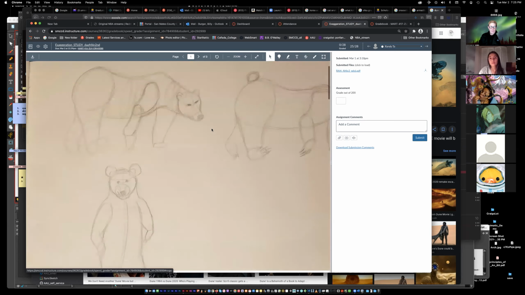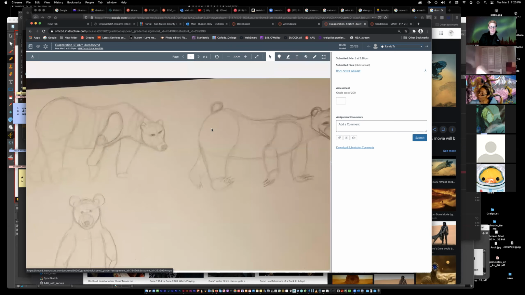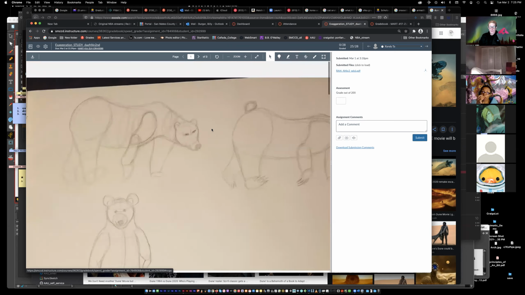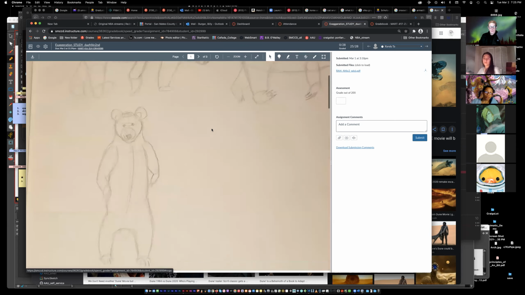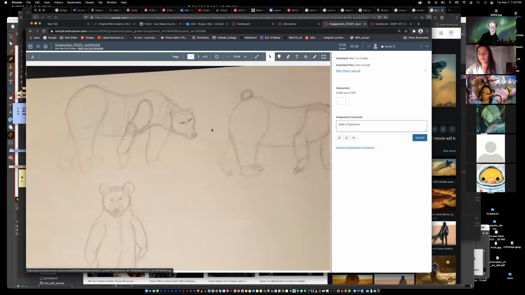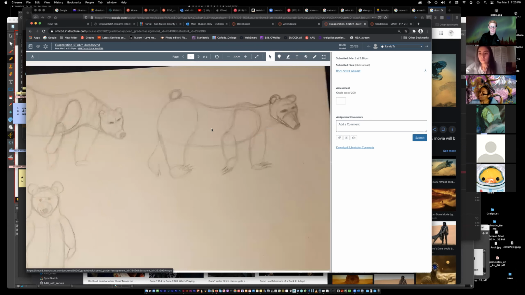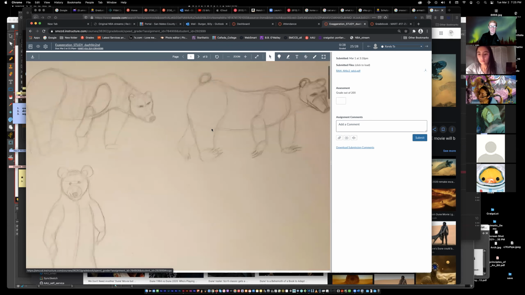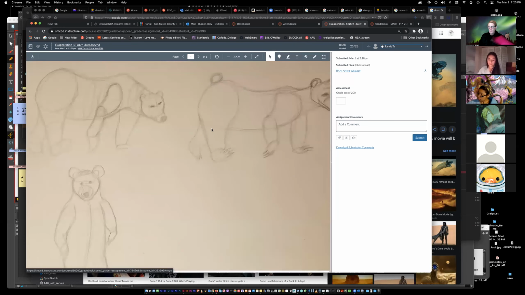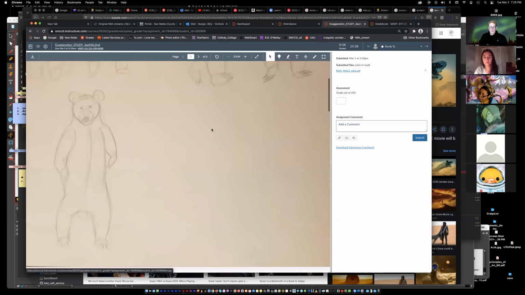And for the bear, I think you're just being very cautious. I think that it could be so cautious that he looks like he's the same bear. So you have to exaggerate it as much as you can.